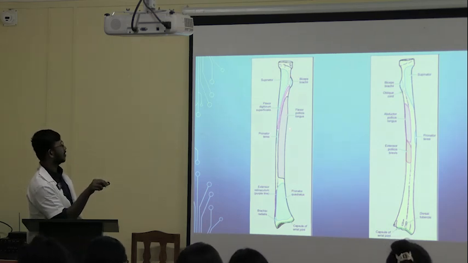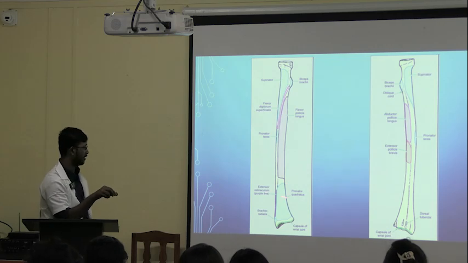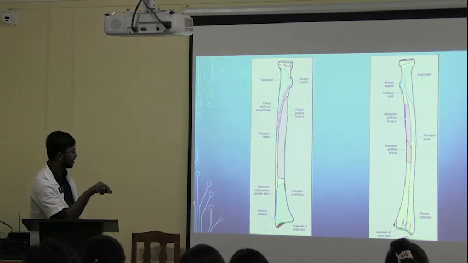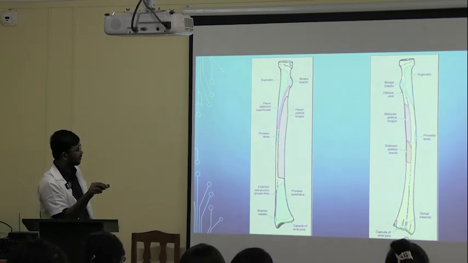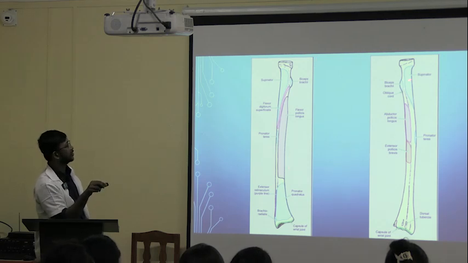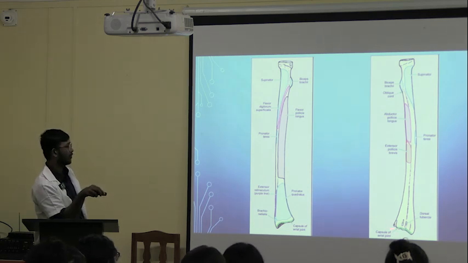And flexor pollicis longus originates in the medial surface. In the lower surface, in this surface, pronator quadratus inserts. And in the small portion just above the styloid process, the brachioradialis inserts. And this is the posterior portion of the same bone. This is the right radius and this is the posterior portion. So you can see the supinator has also gone posteriorly. This is the abductor pollicis longus, this is extensor pollicis brevis, and this is the capsule of the wrist joint.